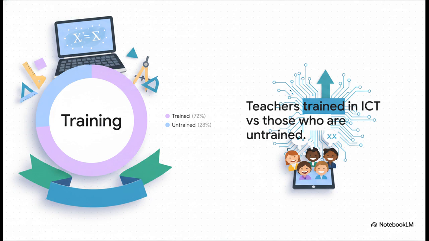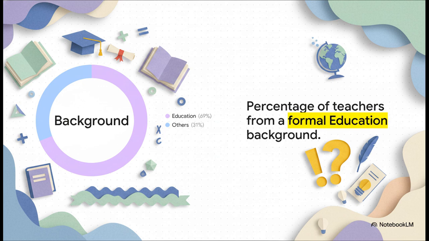Having this split is great because it allows us to see how prior technology training actually impacts online teaching in the real world. Furthermore, the researchers broke down the educational backgrounds of the sample. 69% of these teachers came from a formal education stream background, which means they have degrees specifically in teaching. The remaining 31% came from other backgrounds, like pure science or humanities. Keep these two stats in your back pocket, because this is where the findings get truly fascinating.